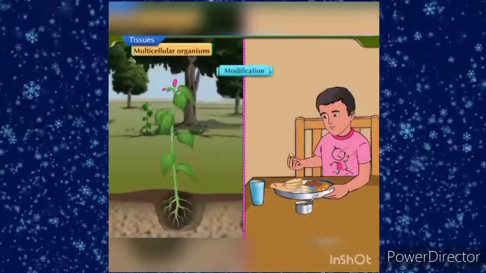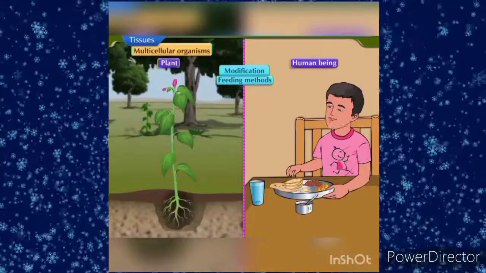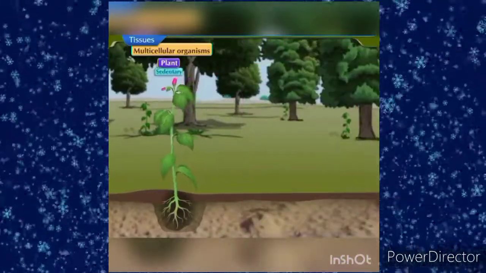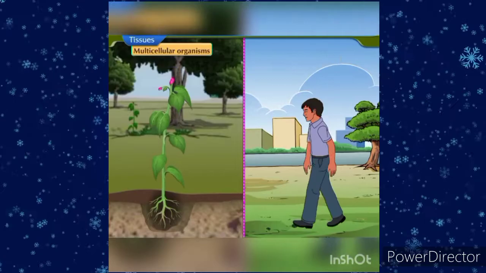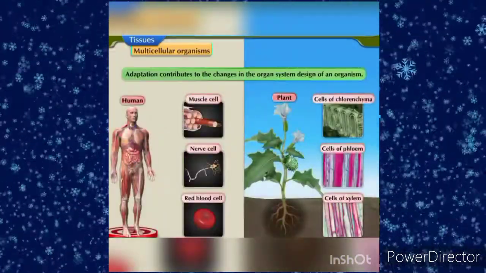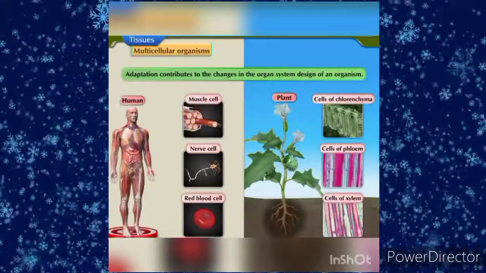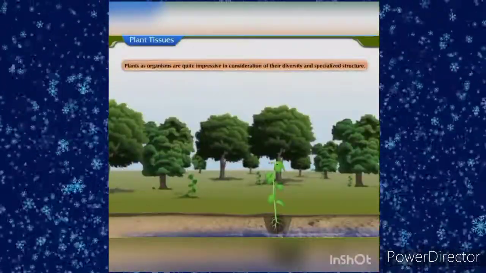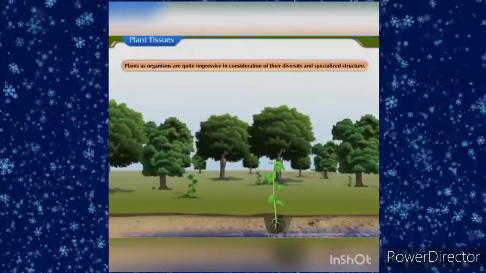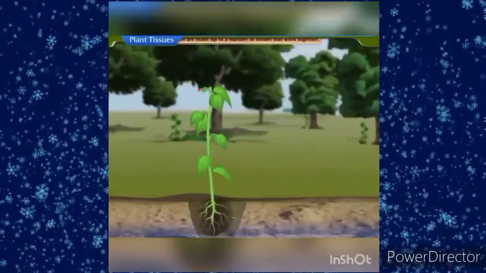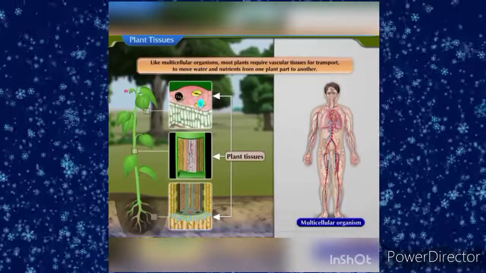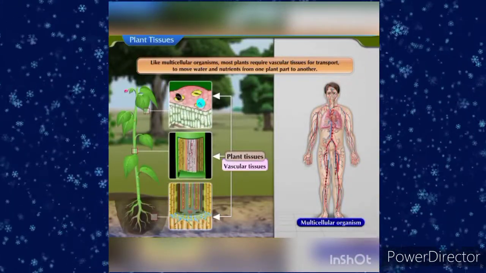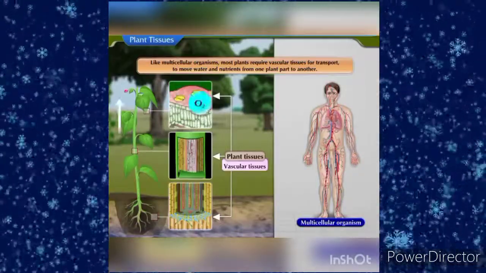This modification includes feeding methods of plants and animals. Plants are adapted for a sedentary existence and animals are adapted to active locomotion. This adaptation contributes to the changes in the organ system design of an organism. Plants as organisms are quite impressive in consideration of their diversity and specialized structure. Plants are made up of a number of tissues that work together. Similarly, as multicellular organisms, most plants require vascular tissues for transport to move water and nutrients from one plant part to another.